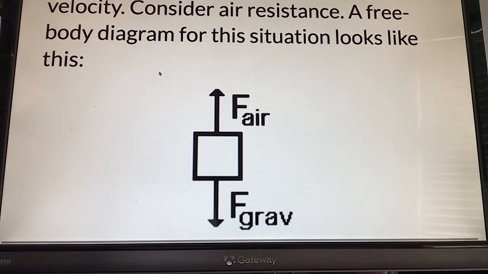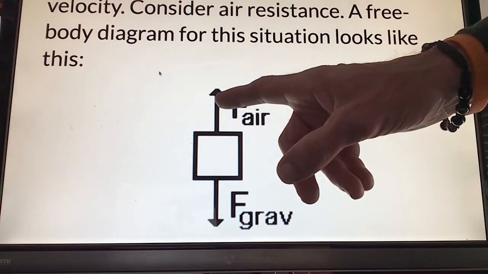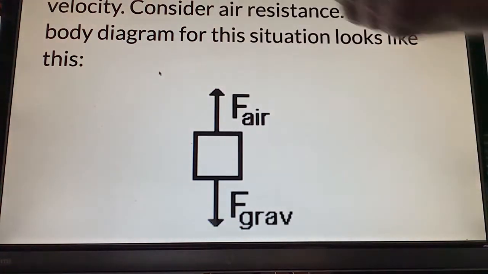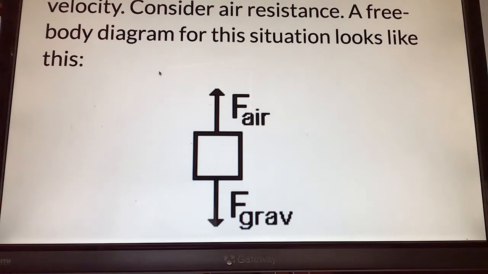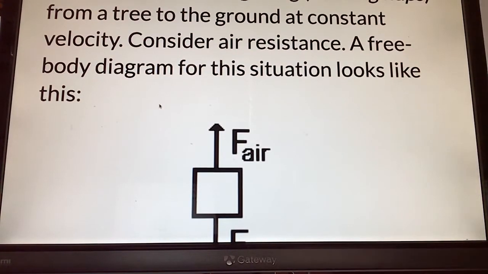Okay, so we've got a flying squirrel that's falling through the air. Now we're including air resistance. You've got gravity pulling down on the little squirrel and air resistance pushing up against it, like a skydiver, but this happens to be a squirrel. It's a constant velocity. That's what it says. You've got to pay attention to what information they put in there.